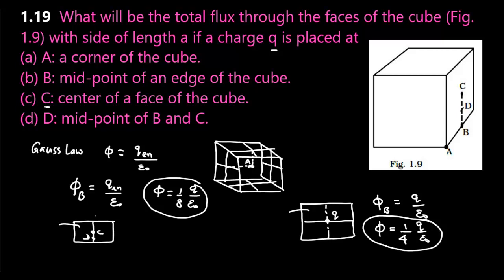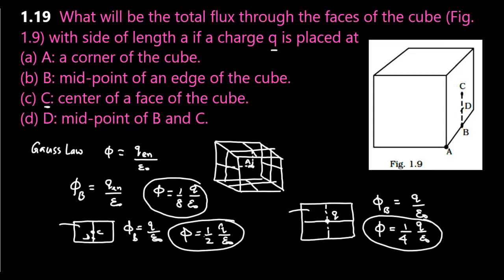the flux associated with this bigger cube, phi, is q by epsilon naught. Clear? So in every case it is the same. The flux through the bigger cube is this much. Now this part is half of this whole arrangement, so the flux associated with this smaller cube is half of the flux of the bigger cube. So this is the answer to part C and part D.